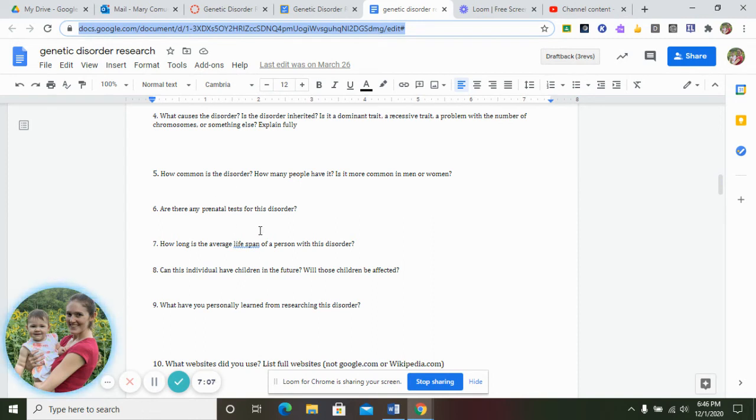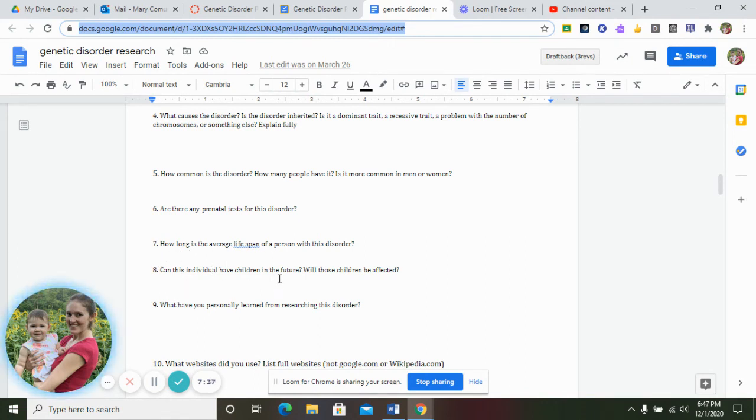A lot of things you can't do prenatal tests for. If you have any of these answers and there's a no, just write there, no prenatal tests for it. How long is the average lifespan for a person with this disorder? Some of them may only make it a few months. Others may live completely normal lifespans. So if it's normal, like for example, color blindness, that does not affect your ability to survive a normal life. So you would just put normal lifespan.